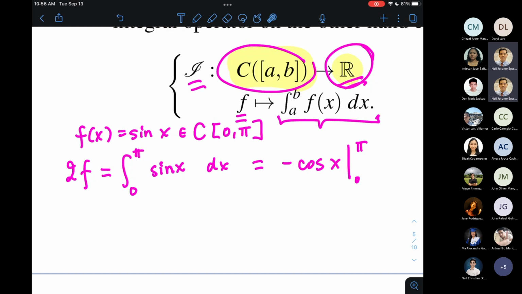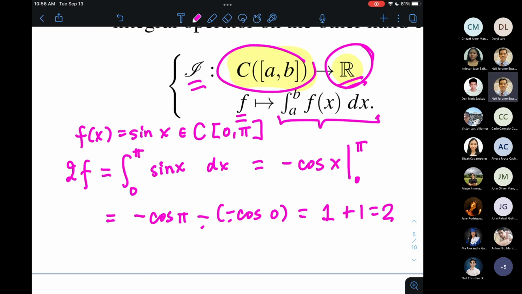Alright? So, ngayon, i-plug in ko ang second fundamental theorem of calculus: negative cosine pi minus negative cosine 0. Negative cosine pi ay 1. Cosine 0 is 1, pero may negative, so negative 1, magiging positive 1. Equal kay 2. Right? So, and then you check now, all right?